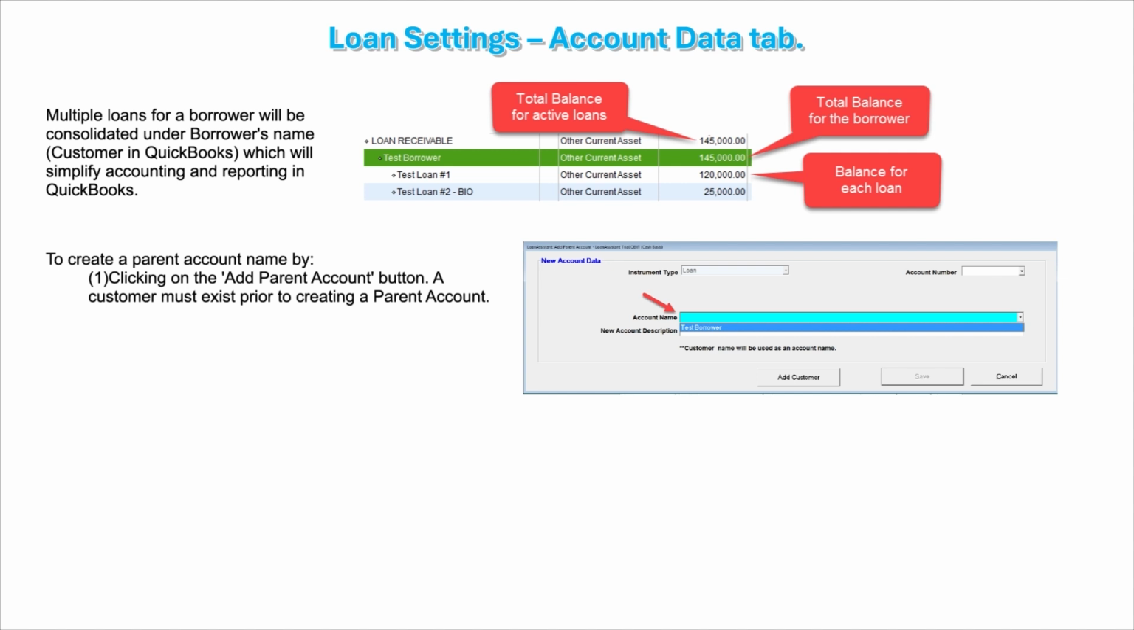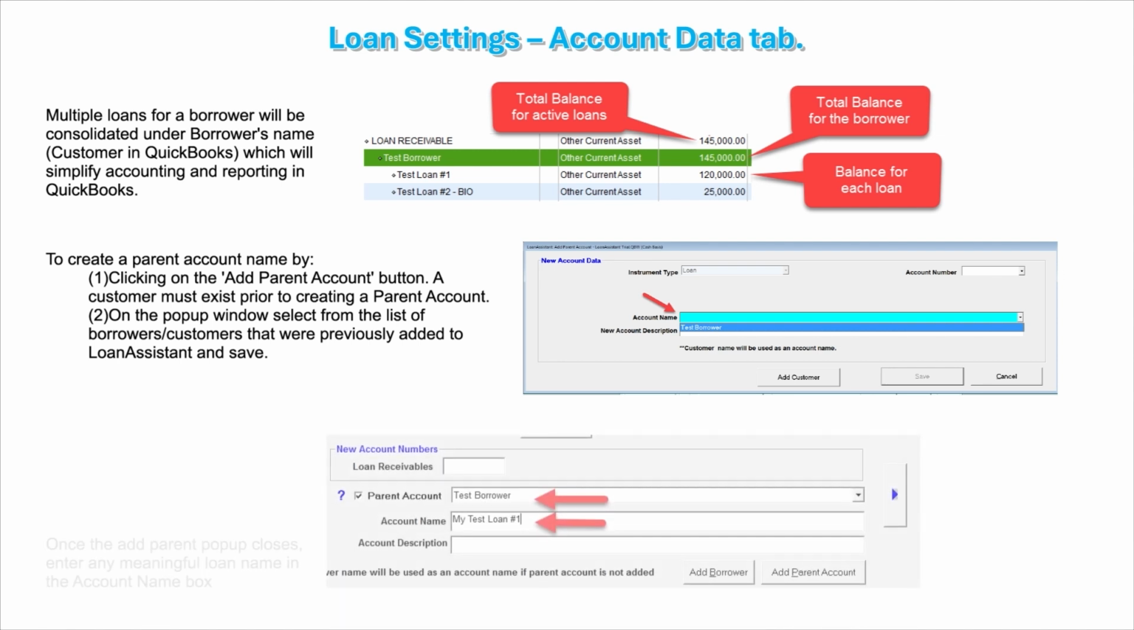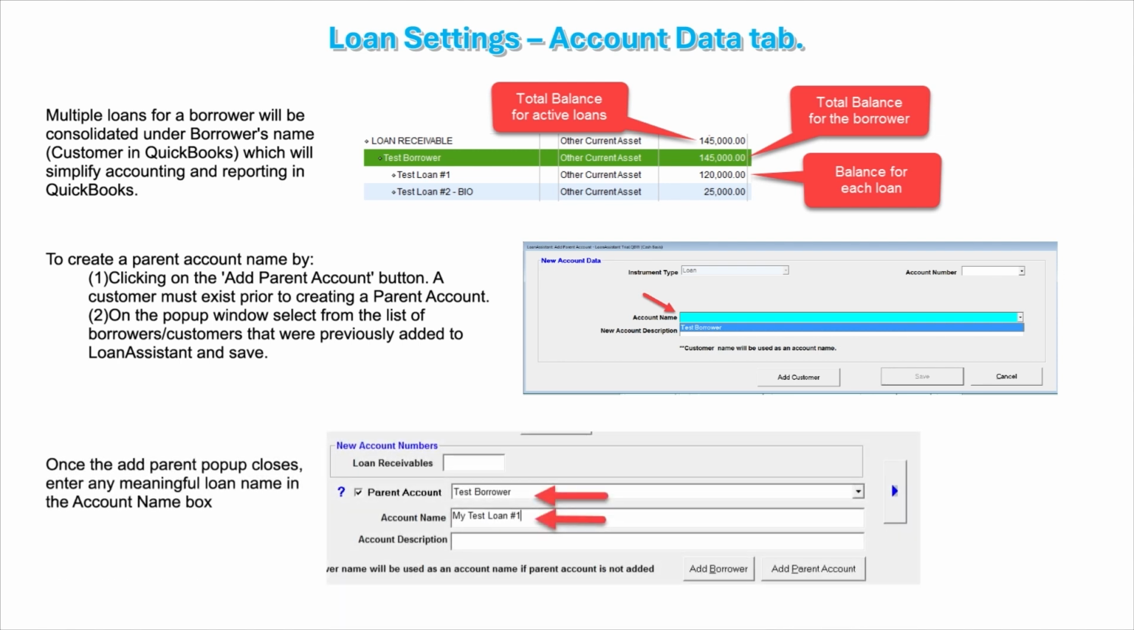A customer must exist prior to creating a parent account. On the pop-up window, select from the list of borrowers, customers that were previously added to Loan Assistant, and save. Once the Add Parent pop-up closes, enter any meaningful loan name in the account name box.